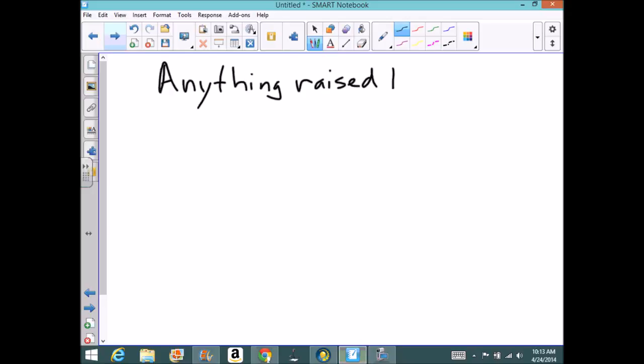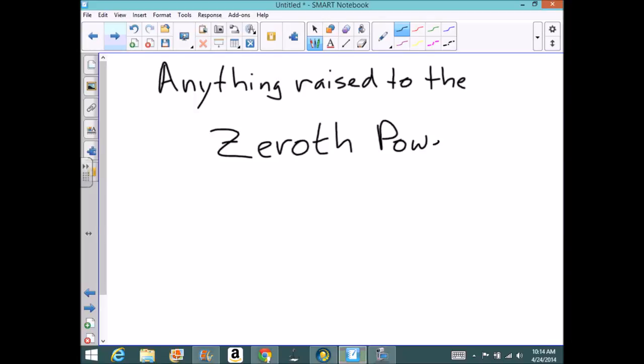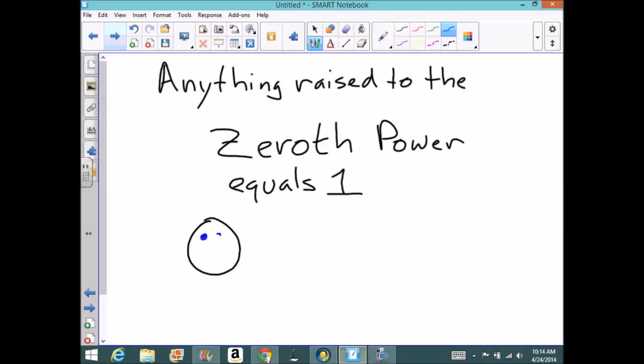In fact, anything raised to the 0 power is going to equal 1. Anything that I could possibly think of, if I raise it to the 0 power, it'll equal 1. Actually, there is one exception. But for most numbers, it's always going to equal 1. If I were to take a smiley face and raise that to the 0 power, that would equal 1. Oops, I wrote this down wrong. A smiley face raised to the 0 power is equal to 1.